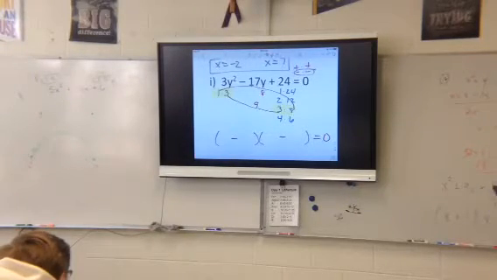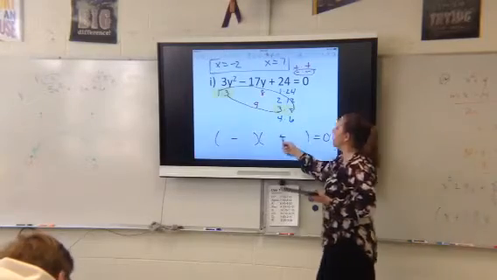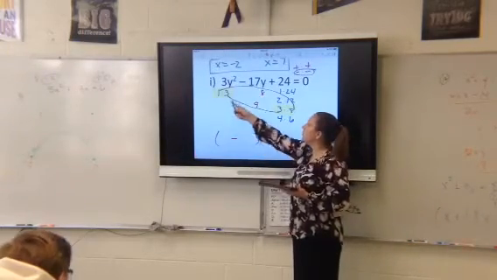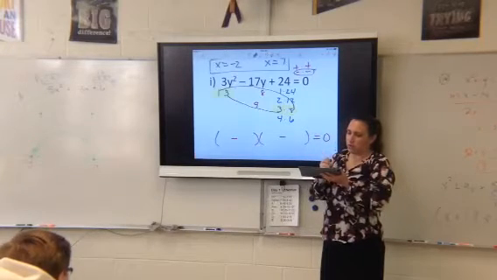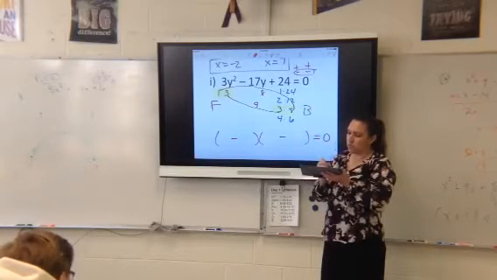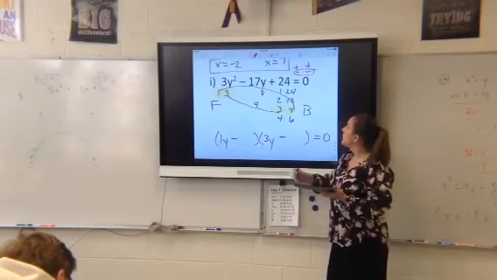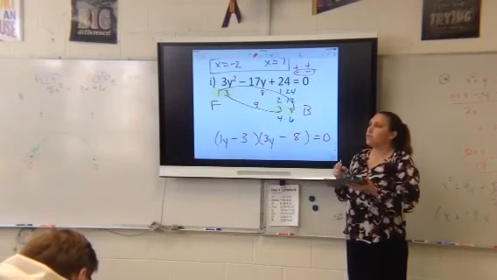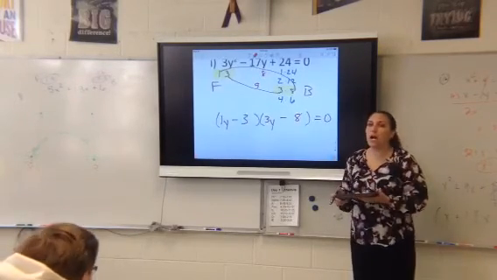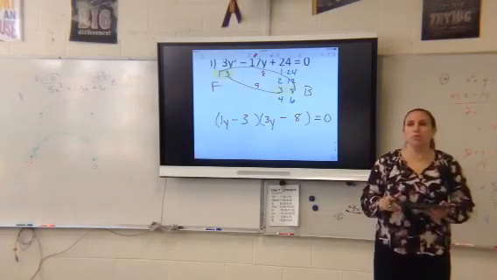Mm-hmm. Okay, we already talked about how they both have to be negative. So here are our front numbers, here are our back numbers. We know we've got a 1y and a 3y up front. Our back numbers are 3 and 8. Now, if you are not sure if this is right, what are you going to do before you solve?